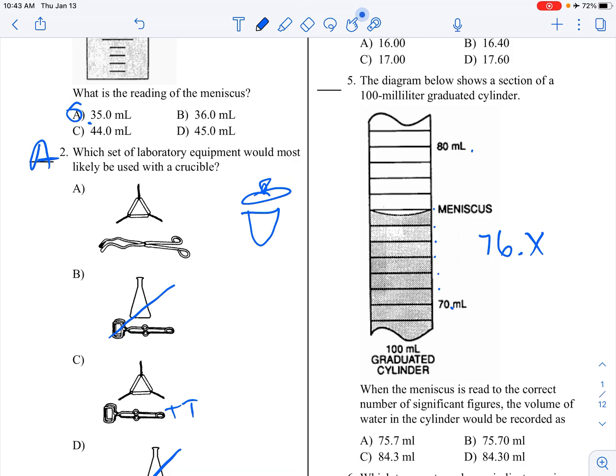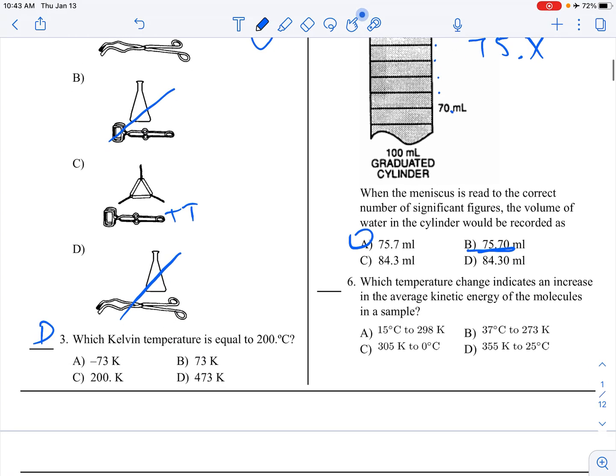So let me check again. 71, 72, 3, 4, 5, 76 is up there. So actually it's not 76. It's not quite 76. It would be 75.7, I guess. It's a little bit more than half. So it cannot be this because that's too many decimal places. It would have to be choice A.